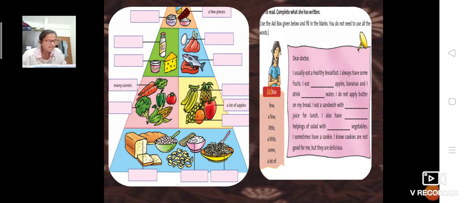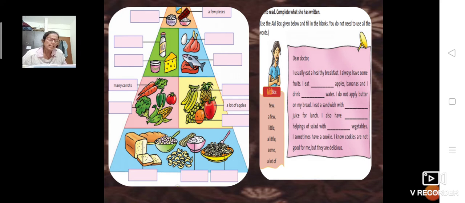I also have a few helpings of salad with a lot of vegetables. I sometimes have a cookie. I know cookies are not good for me, but they are delicious. So once again, I just repeat the answers for you children.